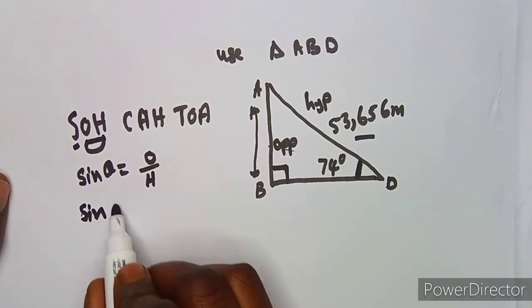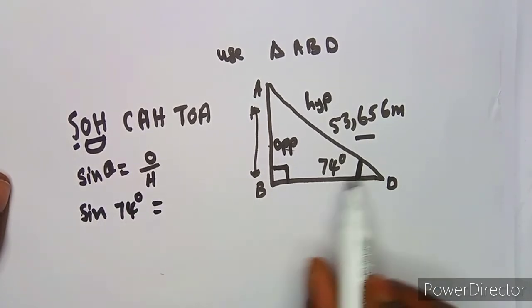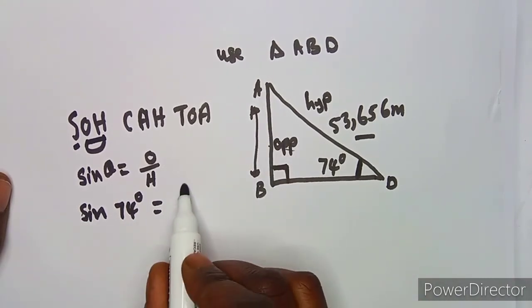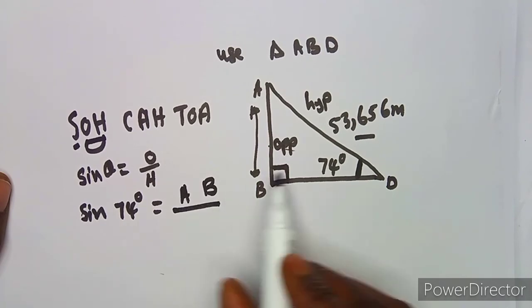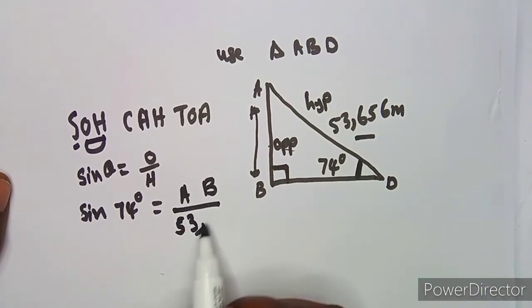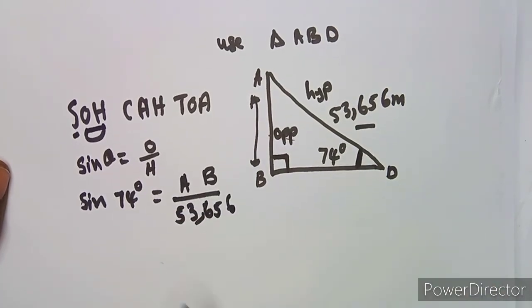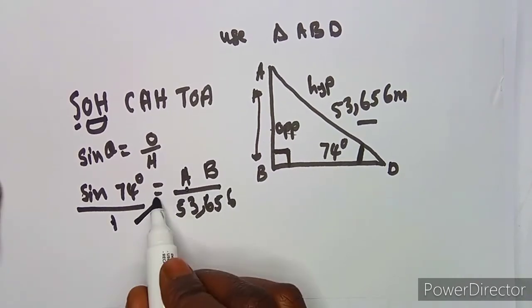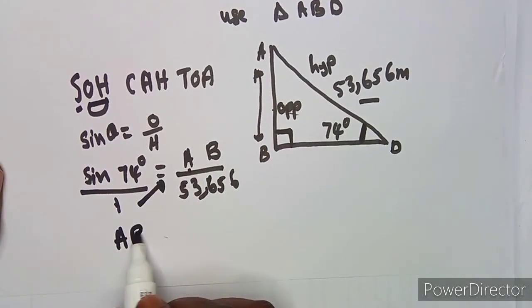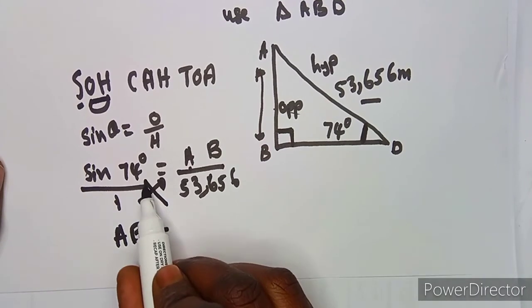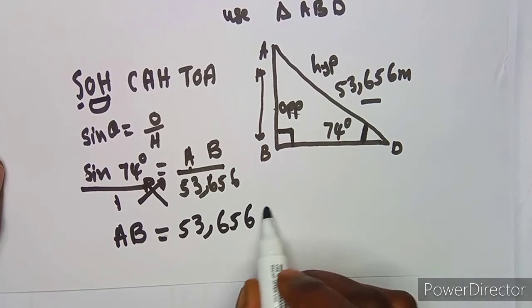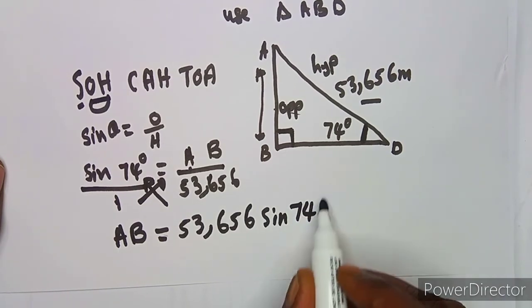So sine 74 degrees is the opposite to 74, and the opposite is AB. So that's AB over the hypotenuse, which is 53.656. So therefore I can calculate AB, which is the question that I was asked to calculate. So 1 times AB, cross multiply, AB is equal to 53.656 sine 74 degrees, like that.